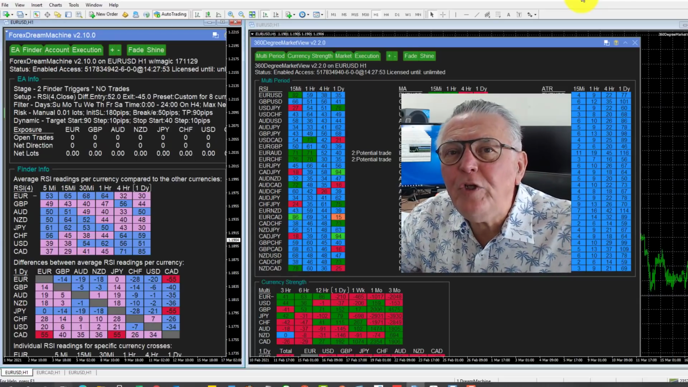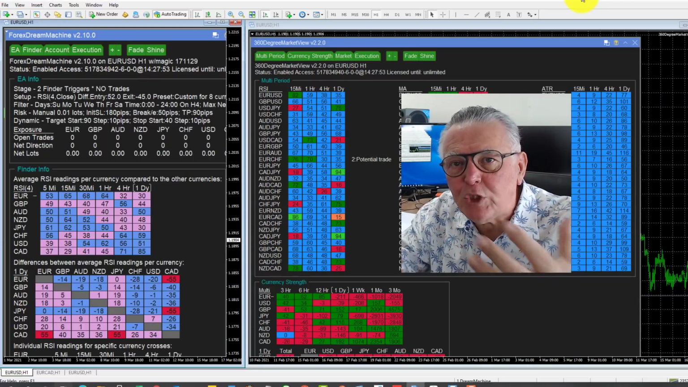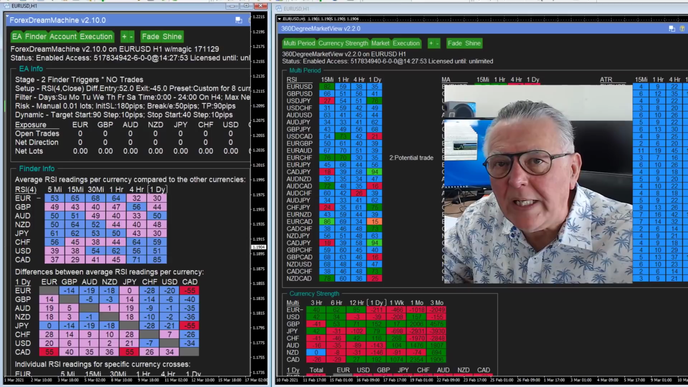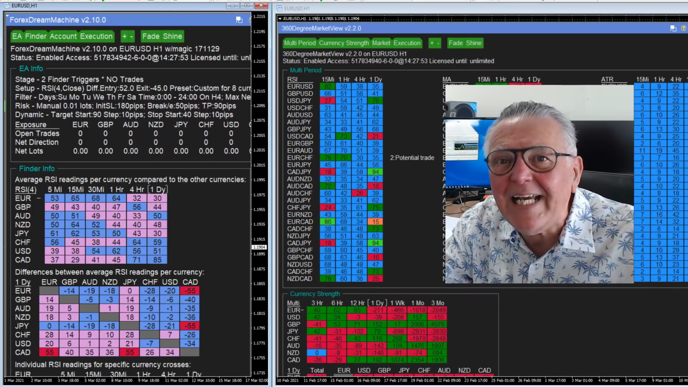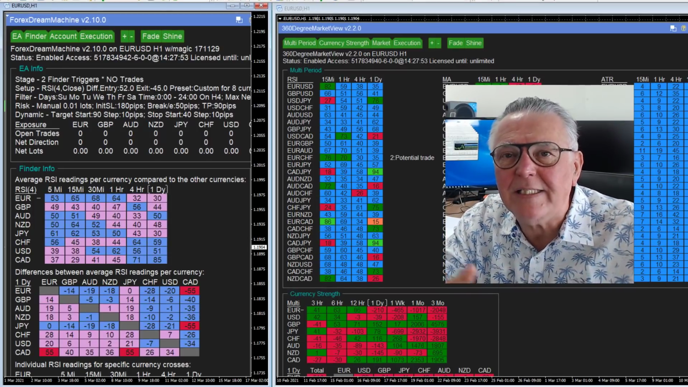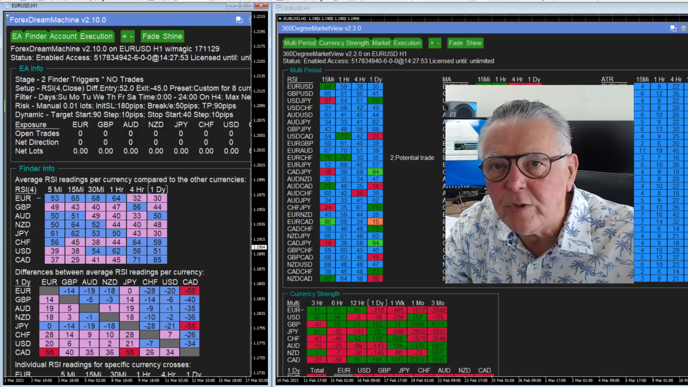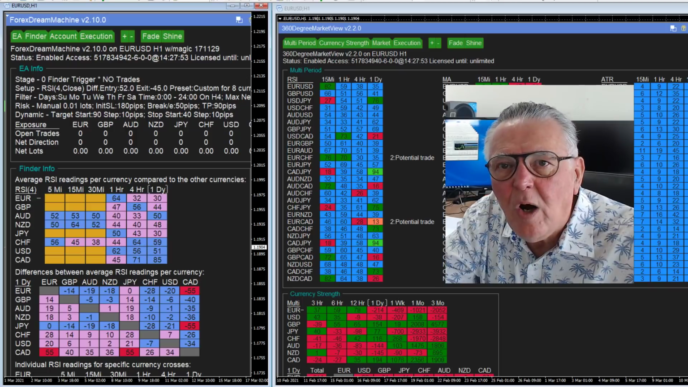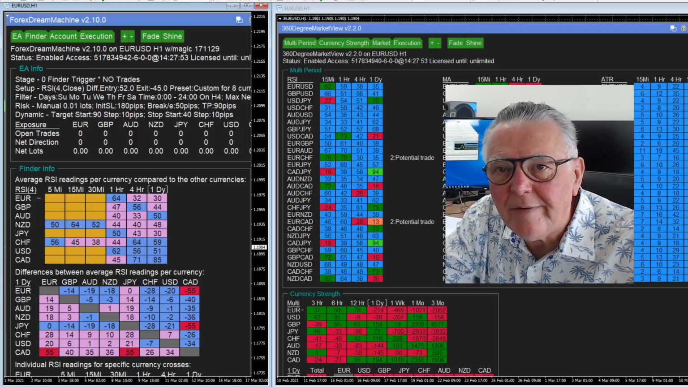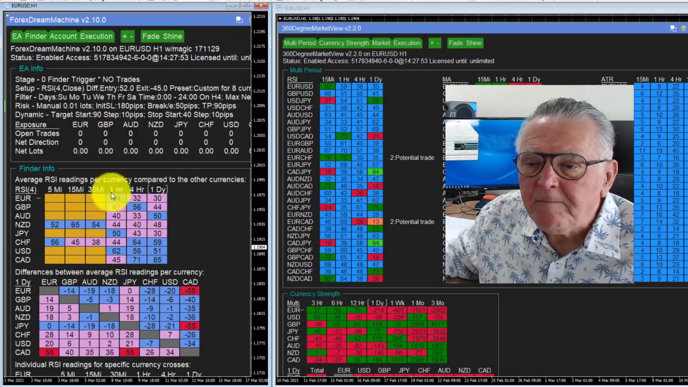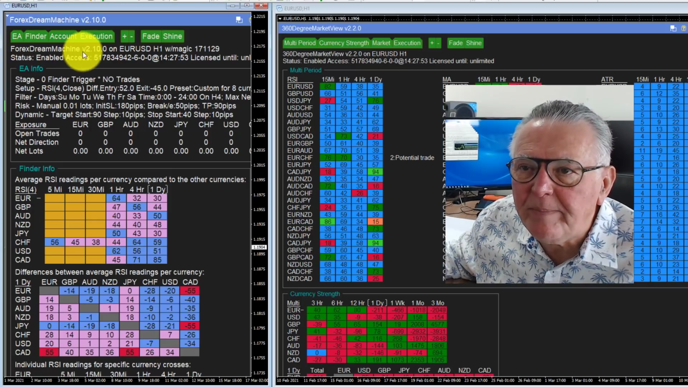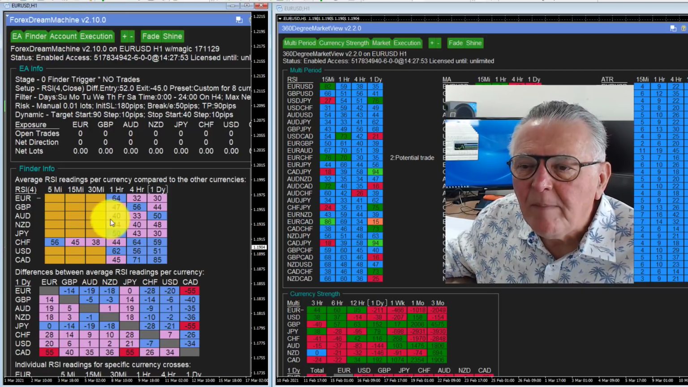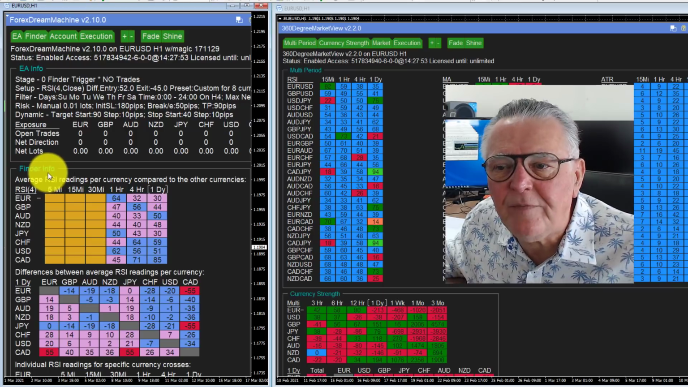So that's a bit of a reverse psychology trade, but I'm going to show you some different ways that it is used. Now, how can you tell when a currency is strong and when a currency is weak? That is the indicator that we've just created, and it's going to help you tremendously in your trading. But first, let's have a look at some other ways of telling weak and strong currencies. So, for instance, this is the Forex Dream Machine. It's an EA, but it also has a finder information.